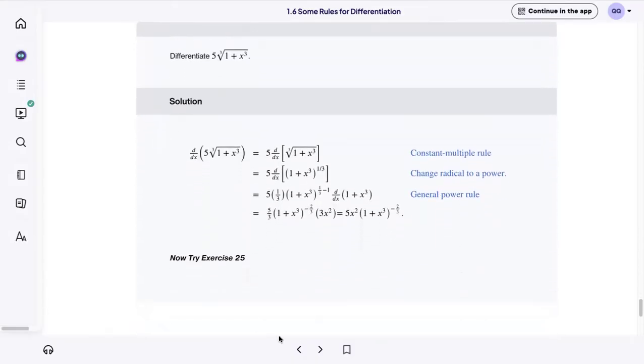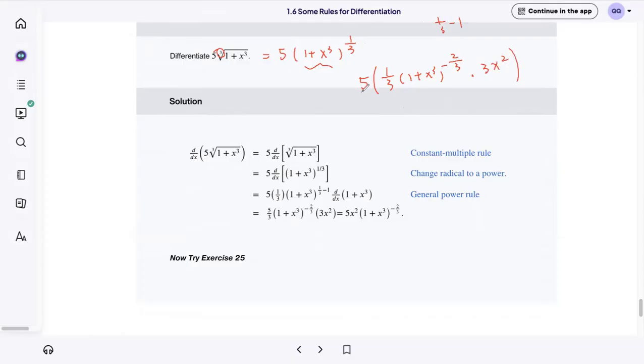So this one is similar. I can write it as 5 times (1 plus x cubed) raised to 1/3, because the index is 3. So I can write it as 1 over 3. Then when I take a derivative, I can leave 5 outside. Then I pull 1/3 down. I keep 1 plus x cubed. Then 1/3 minus 1, negative 2/3. Then I multiply by the derivative of the inside, which is 3x squared.